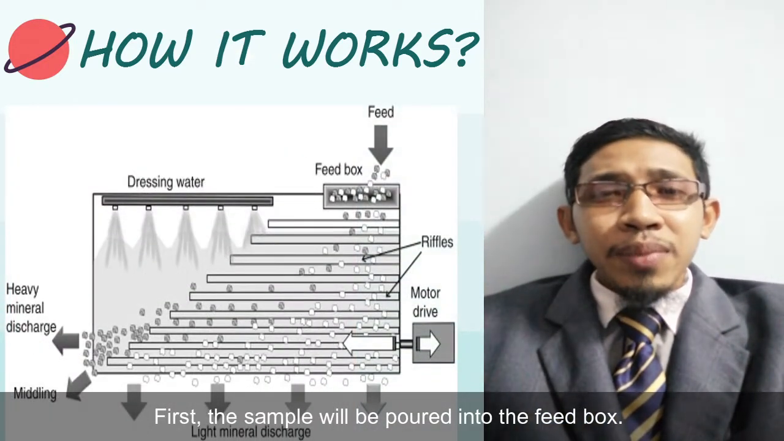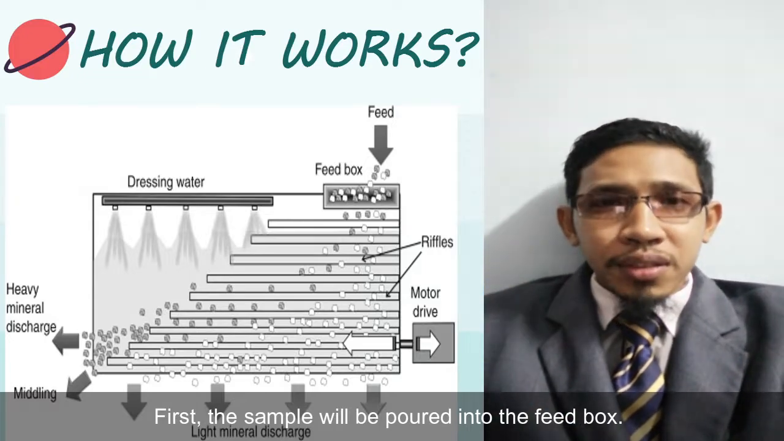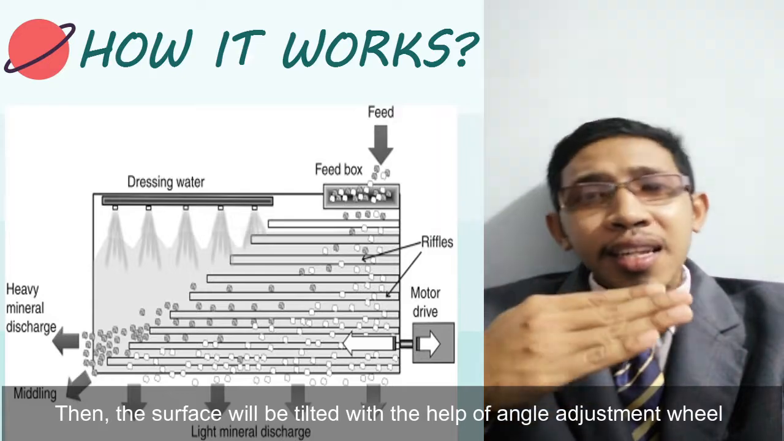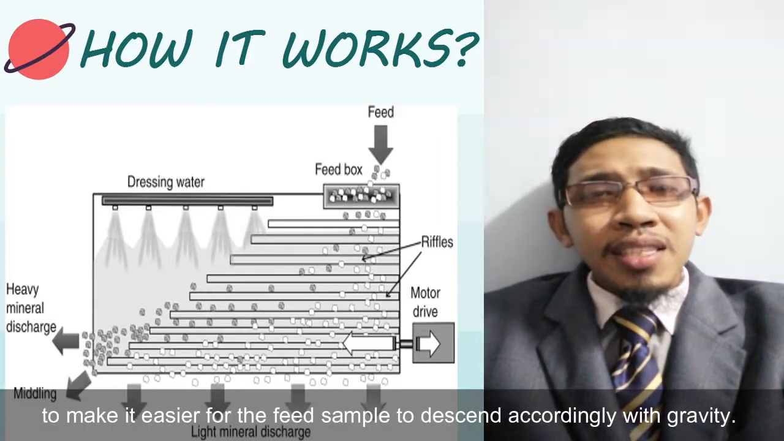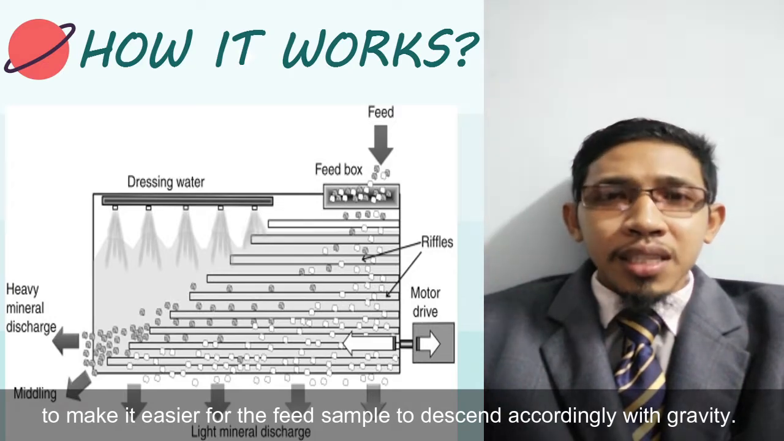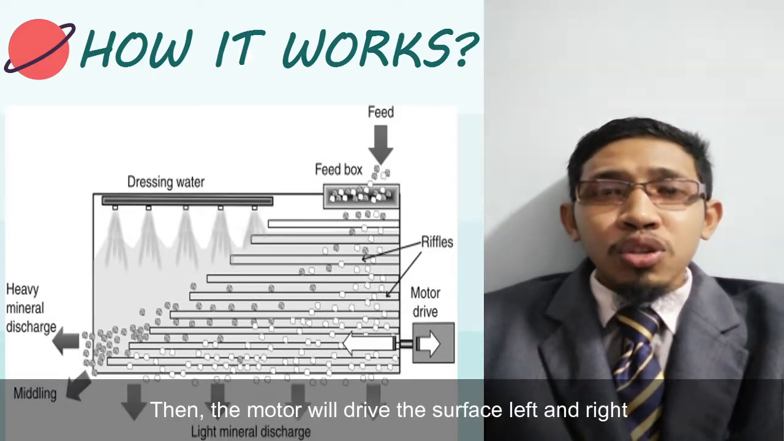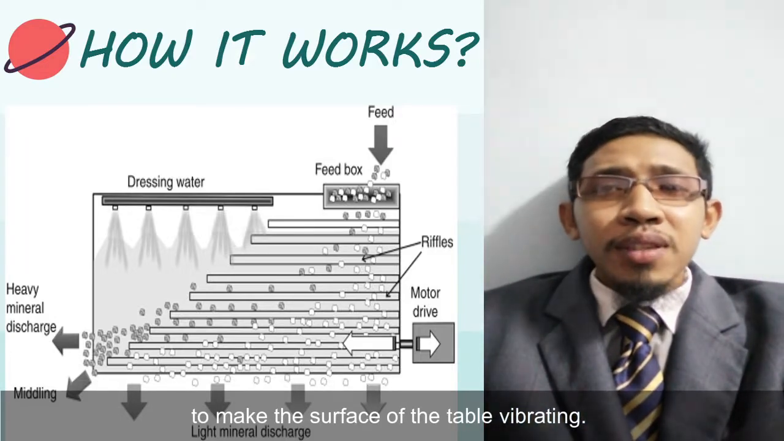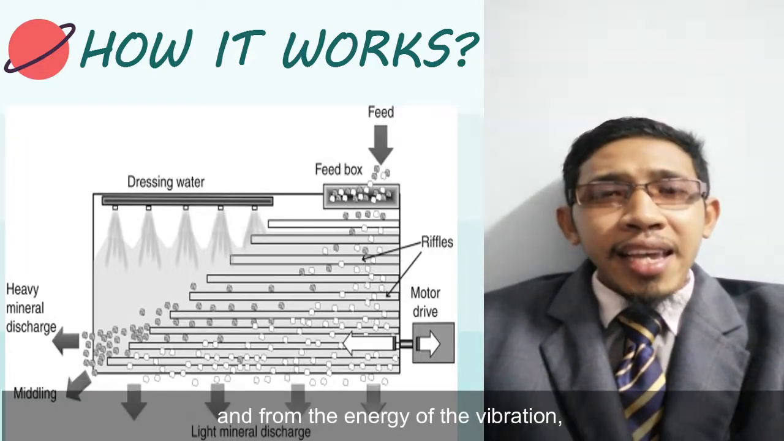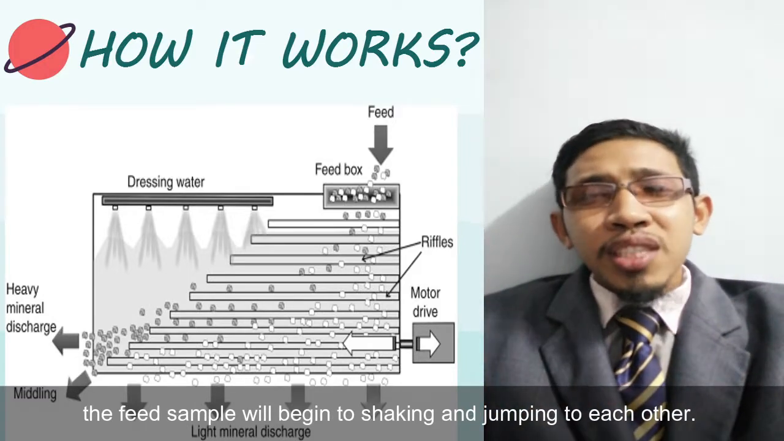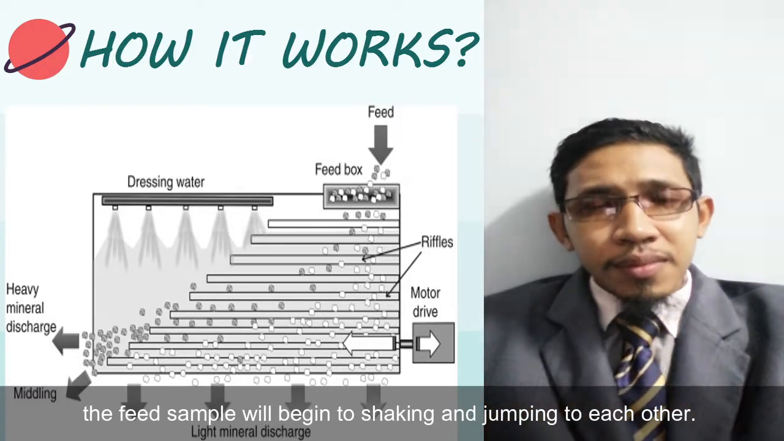First, the sample will be poured into the feed box. Then, the surface will be tilted with the help of the angle adjustment wheel to make it easier for the feed sample to descend accordingly with the gravity. Then, the motor will drive the surface left and right to make the surface of the table vibrate, and from the energy of the vibration, the feed sample will begin to shake and jump against each other.